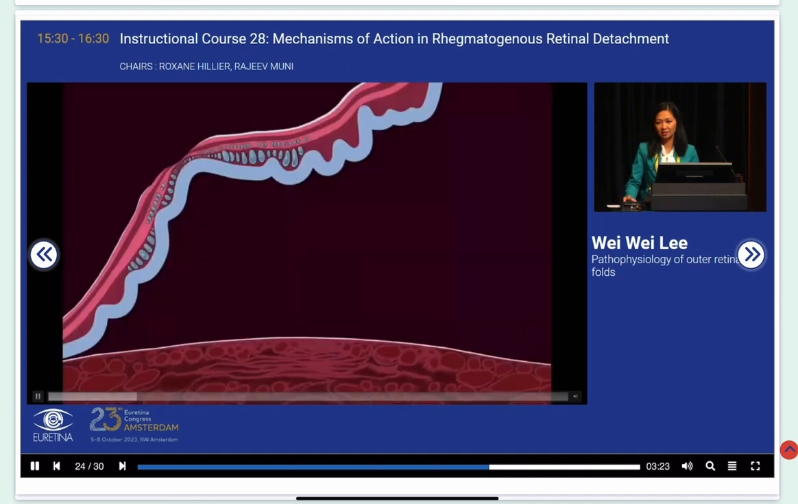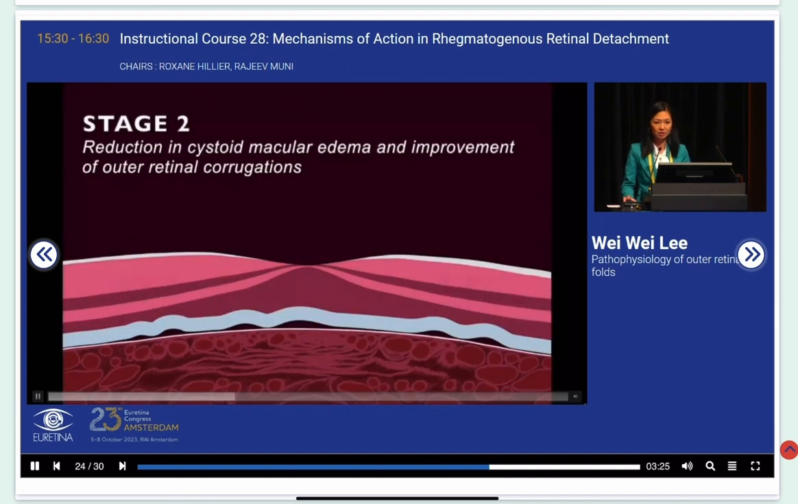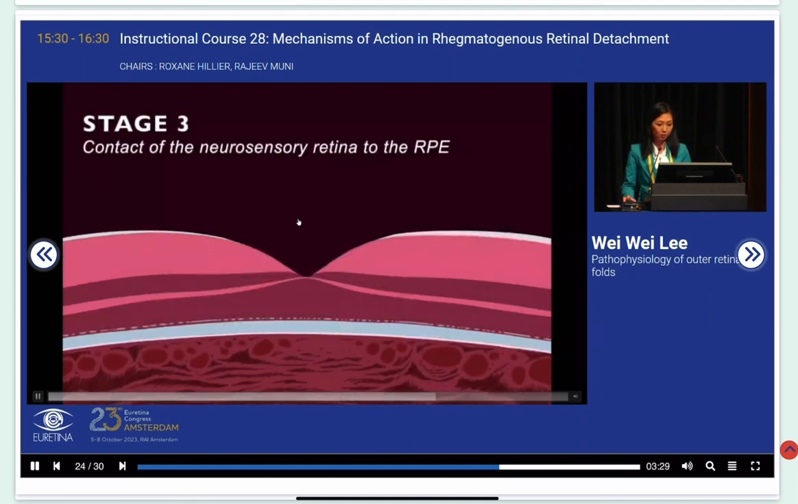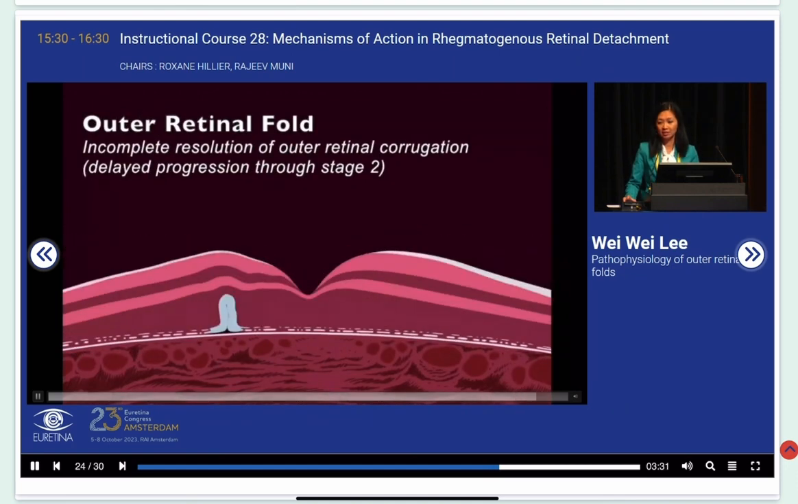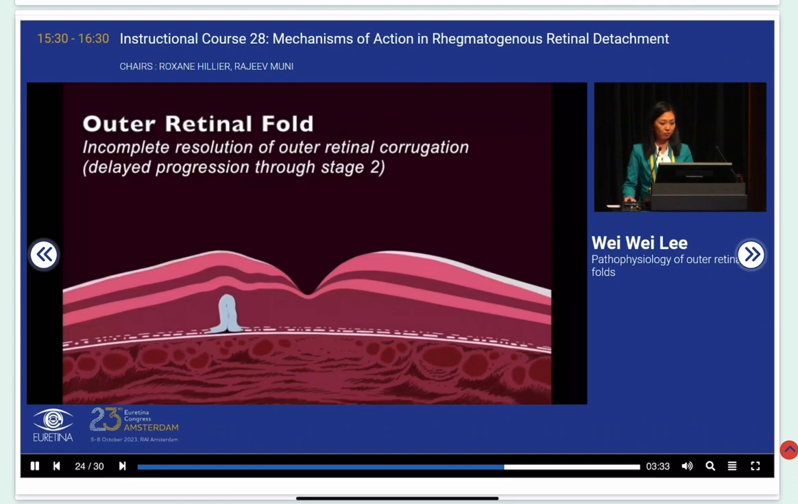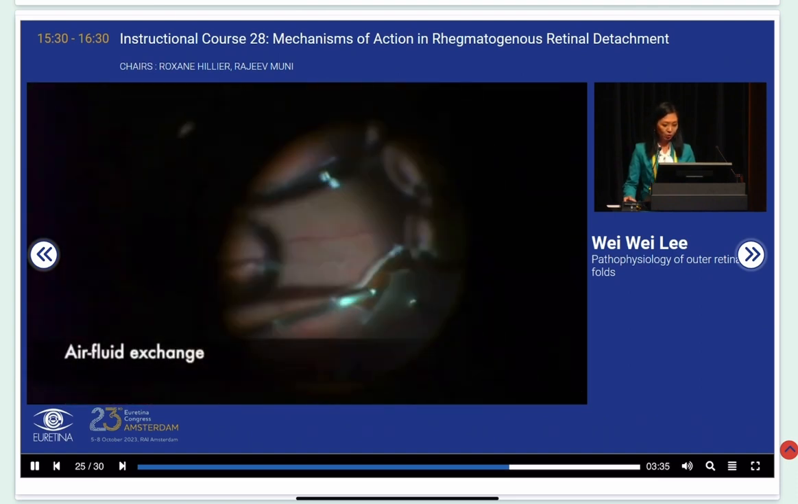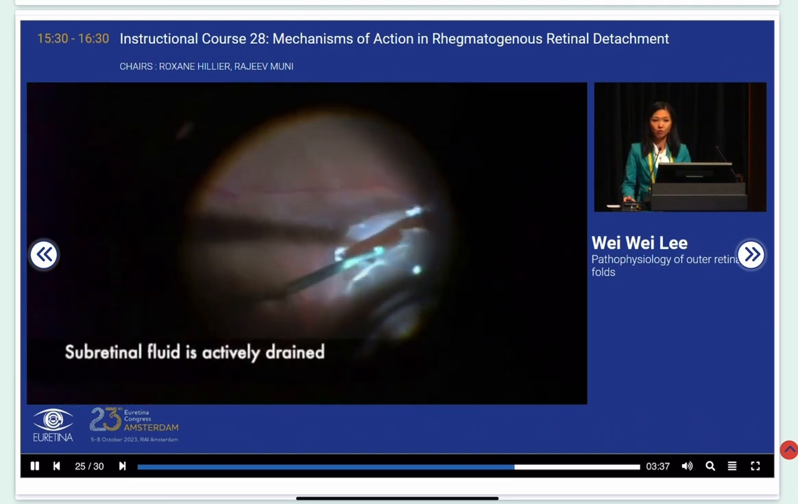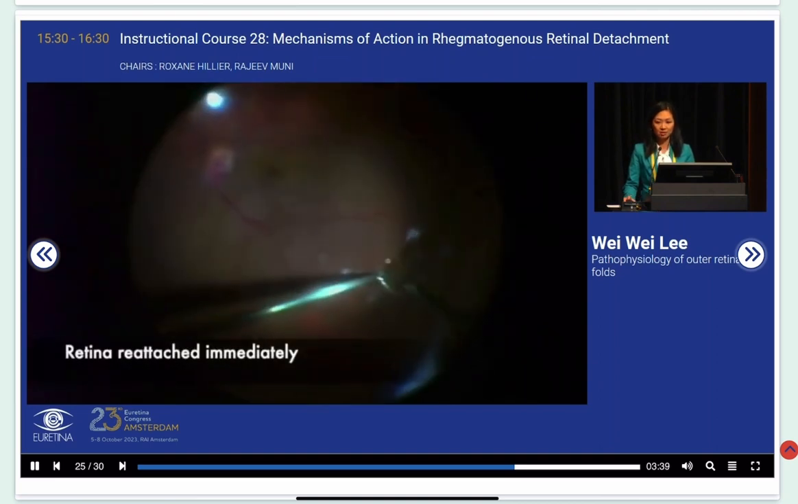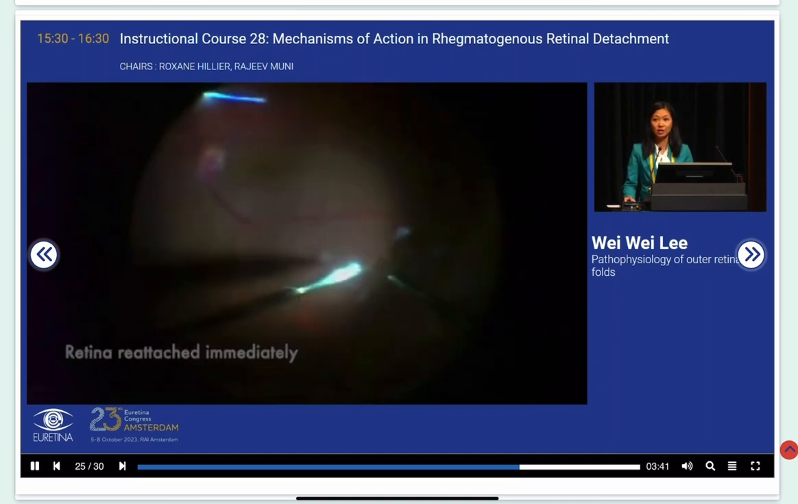So we learned earlier in the staging system that if there is insufficient time for the outer retinal corrugation to resolve in stage 2 before it touches the RPE in stage 3, this can lead to the formation of outer retinal folds. So in the vitrectomy, during air-fluid exchange, fluid is actively drained from the subretinal space, and the retina is reattached immediately.